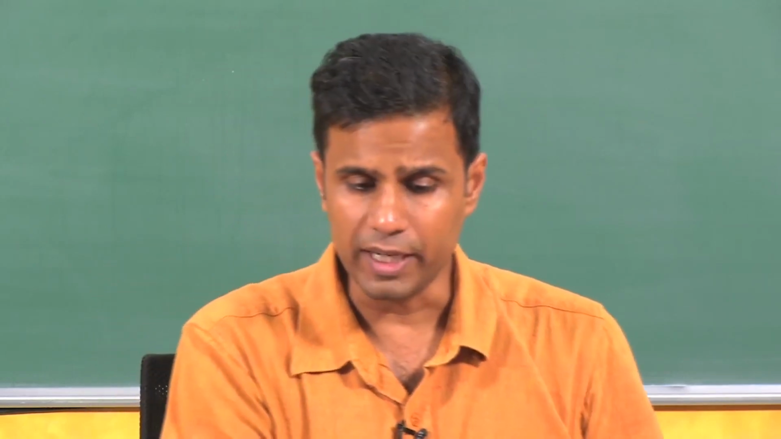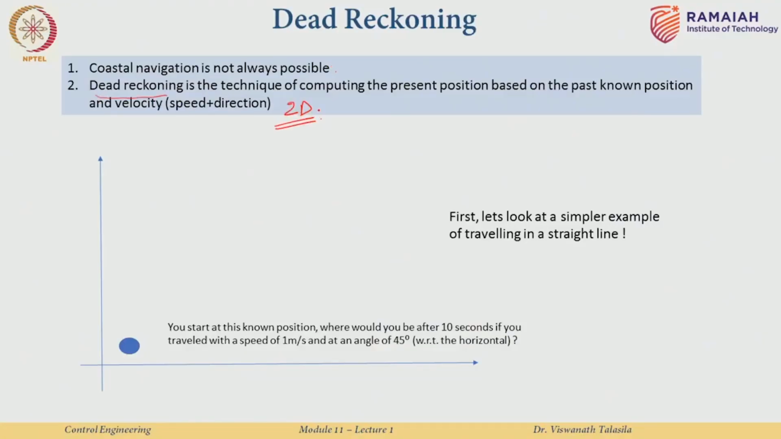Let us look at the problem in 2D; it scales to 3D in a very similar way. The problem in 2D basically says the following: if you start at this particular location, okay, and you moved 45 degrees with respect to something, let us say in this case with respect to the x axis, and you moved at a speed of say 1 meter per second in this direction, where would you be after 10 seconds? Where would you be after 10 seconds?